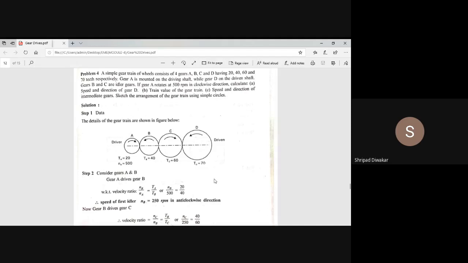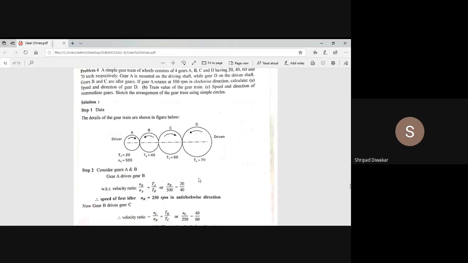Okay, now we have to consider the gears A and B. As I said, the speed ratio is inversely proportional to the number of teeth. So first you take two gears A and B. Then how to write the equation? NB divided by NA equals TA divided by TB. Suppose you are taking B and C, you have to write NC divided by NB equals TB by TC. Suppose you are taking C and D, you have to write ND divided by NC equals TC divided by TD. Remember, speed is inversely proportional to number of teeth.